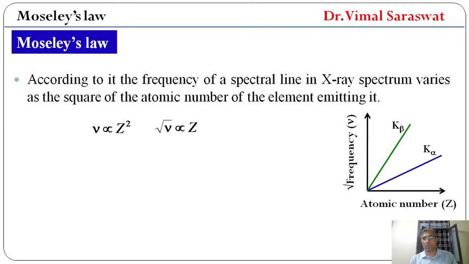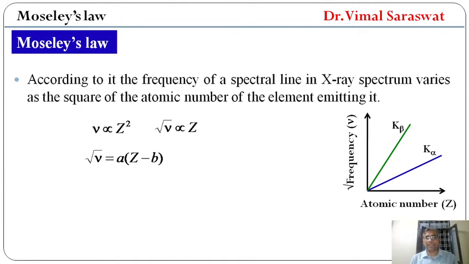Now, if we draw a graph between atomic number Z and the square root of frequency, then the curve will be a straight line. This line is for the K alpha line and this line is for the K beta lines. So here we are showing the alpha and beta lines of the K series. So according to Moseley's law, root nu is directly proportional to Z.